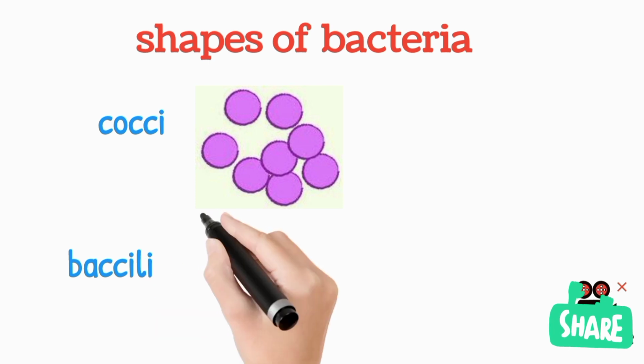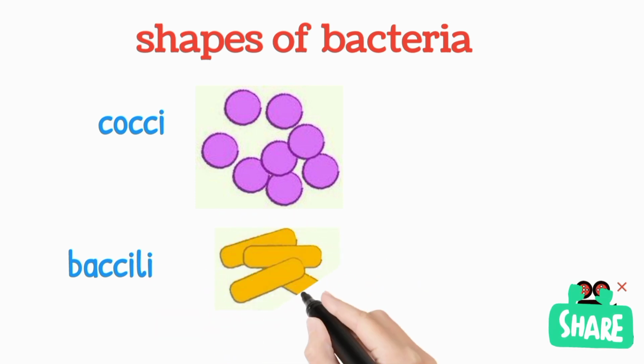Then we have bacilli. Bacilli are basically rod-shaped bacteria. You can see they're rod-shaped. Again, the word bacilli is plural, meaning multiple bacteria will be represented by bacilli. But bacillus is the singular term, meaning one single bacterium will be called bacillus, whereas multiple bacteria will be called bacilli. So bacilli are rod-shaped bacteria.